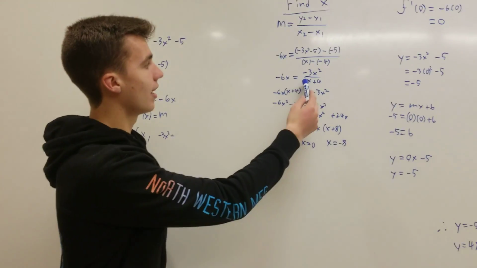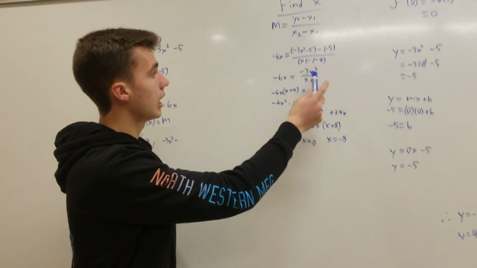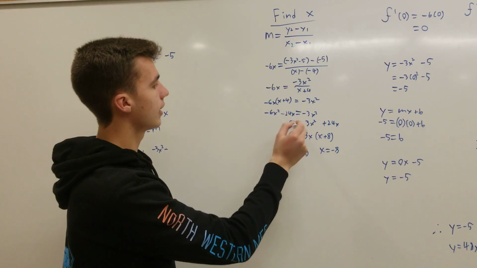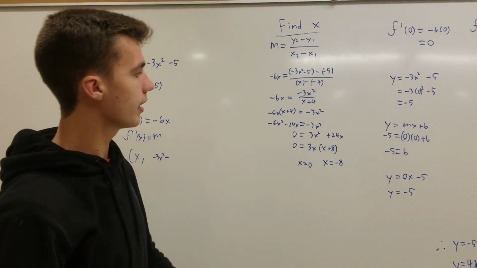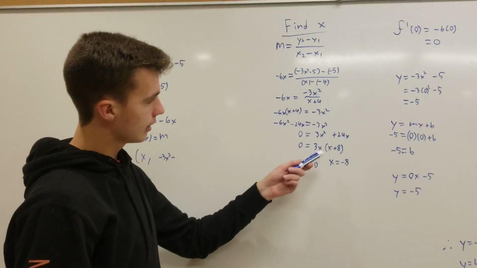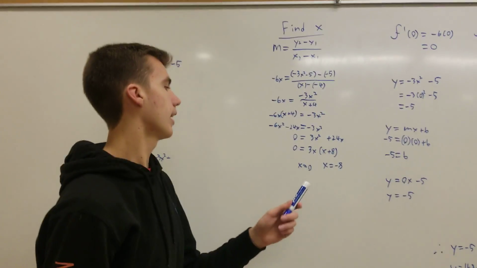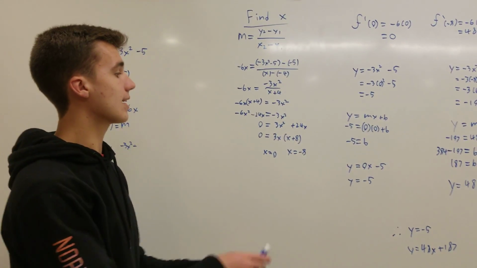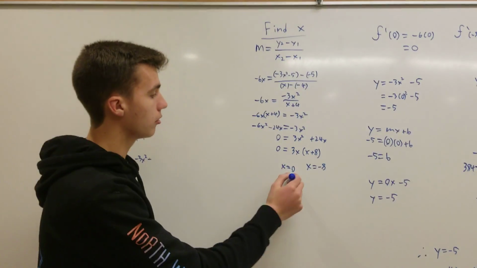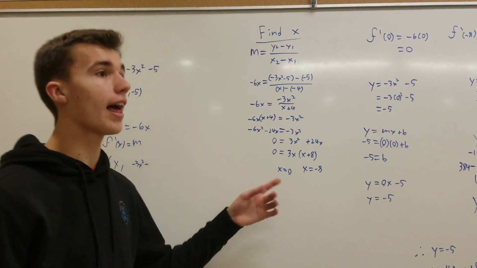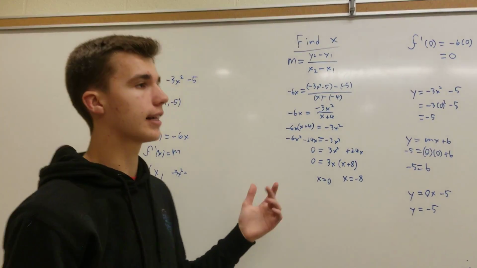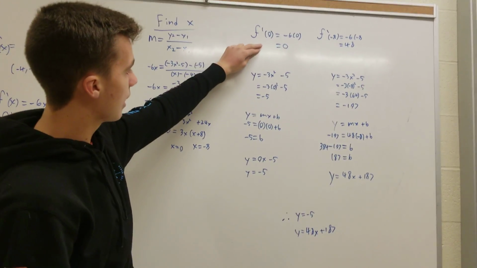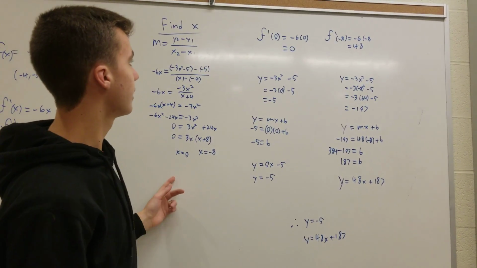Now I simplify and bring it all over to one side. That's a quadratic function, and I factor out 3x, leaving (x + 8) times 3x, and so that leaves x is equal to 0 and x is equal to -8. I now have two different x values, and with an x value and a derivative, I can solve for tangents. So first I go with x equals 0.